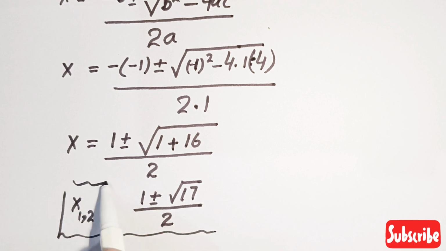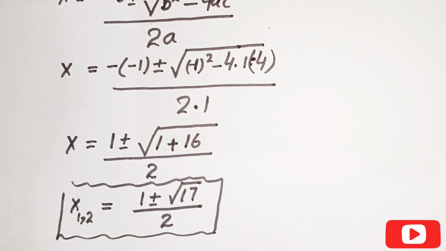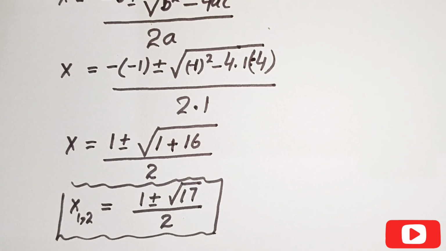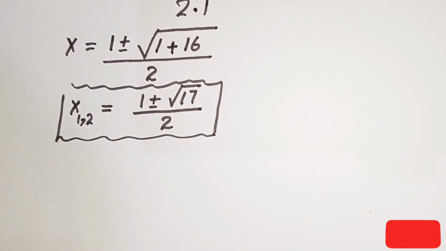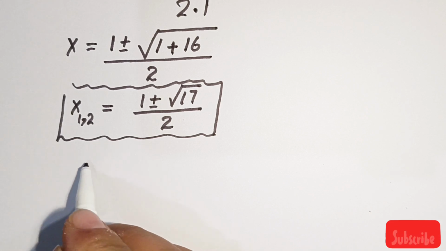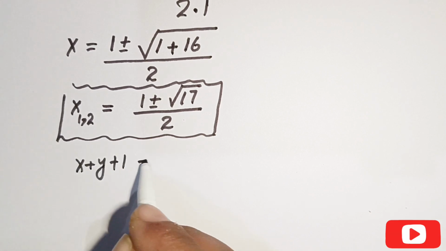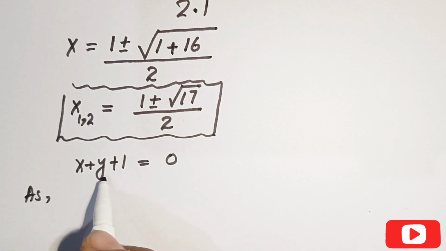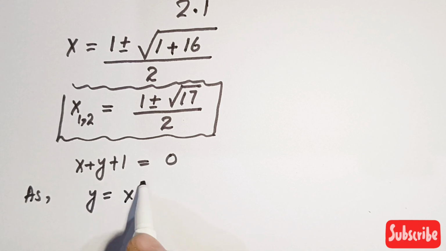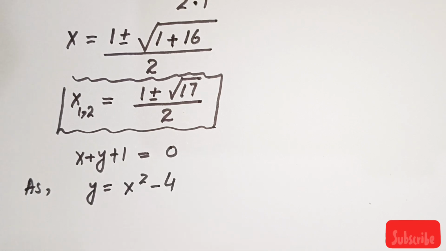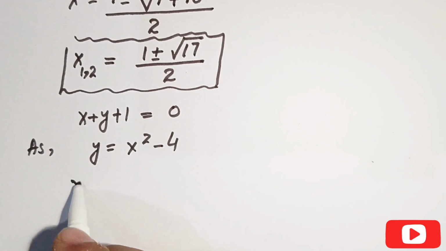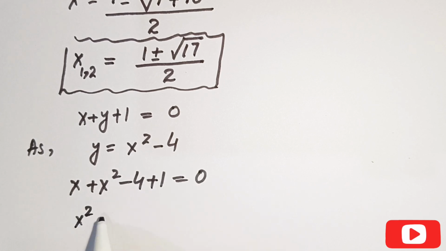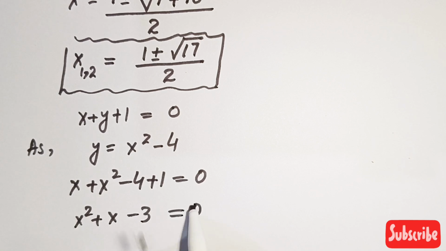So this is our value of x, but we have another case, that x + y + 1 = 0. Using this equation, we also know that y = x² − 4, so putting the value of y here, we have x + x² − 4 + 1 = 0. So x² + x − 3 = 0.